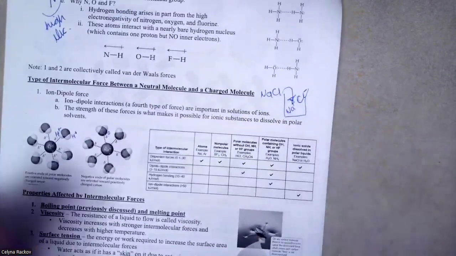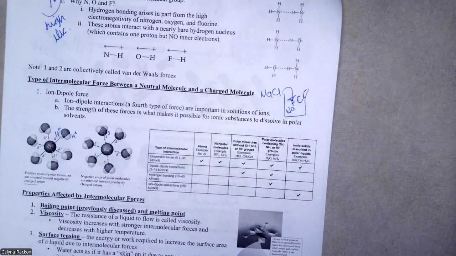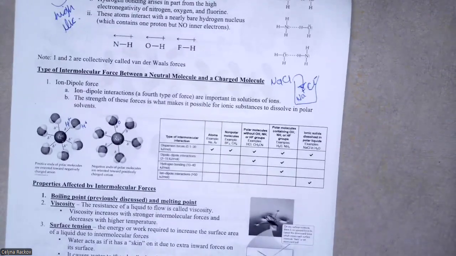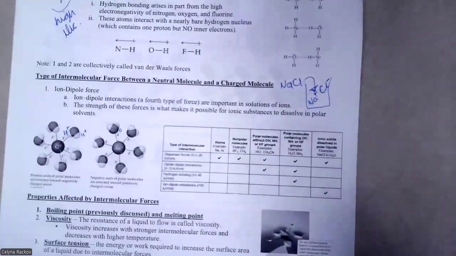Okay, but how do we classify which one is which? This table here explains it very well. Let's see if I can get closer.